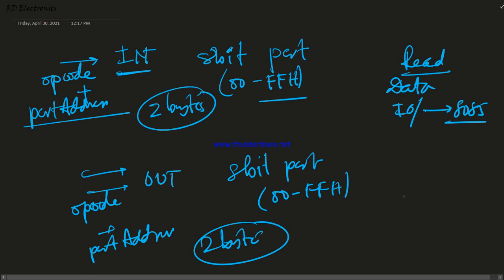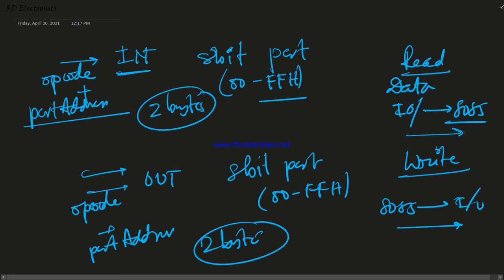Okay. And what is the operation? Using OUT, we write the data from the 8085 to the IO device. So this is the direction of flow. This is also a direction of flow. This is a read direction, this is a write direction. Okay, this is very, very important.